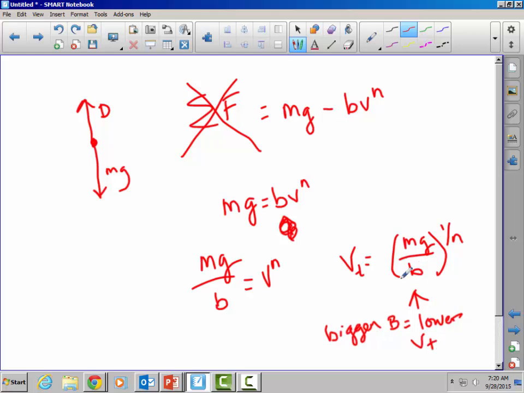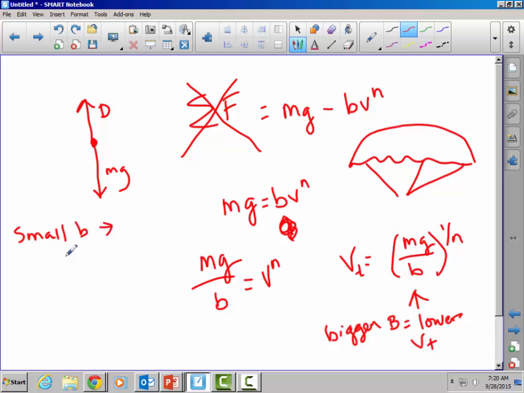So remember that b is a constant that depends on the shape. So this is why parachutes are so large, right? Because we are trying to maximize that surface area. We're trying to maximize this b value, which will make your terminal velocity very low. And then with cars, it's the other way around. Cars work to have a small b, because the smaller the b value, the higher your terminal velocity can be. So race cars can go faster.